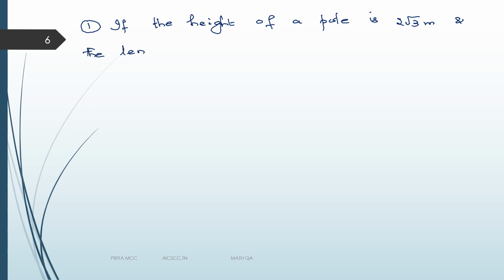Now we are ready to work out some problems in heights and distances. Let us start with something simple and then slowly we will go to more complicated problems. If the height of a pole is 2 root 3 meters, don't be worried about all the square roots here. I'll tell you how to tackle them very, very easily. You need not worry about lengthy calculations here. And the length of its shadow is 2 meters. Find the angle of elevation of the sun.